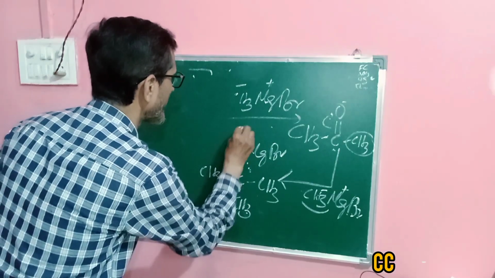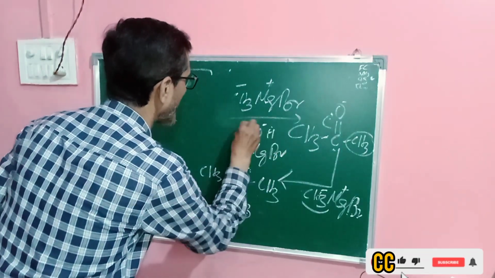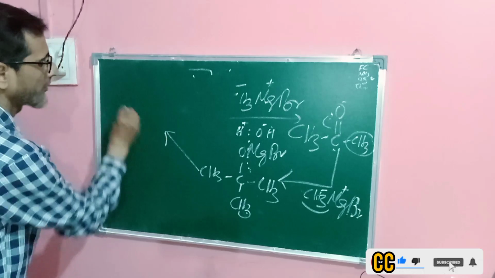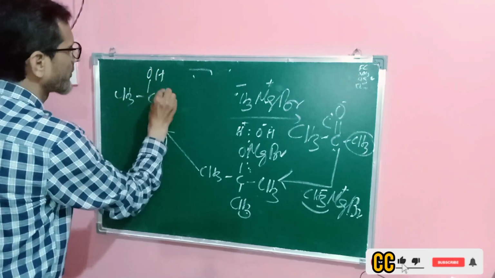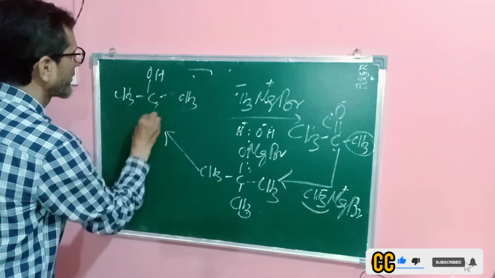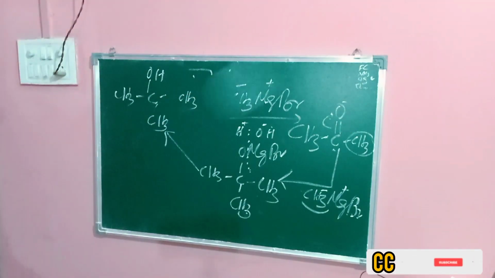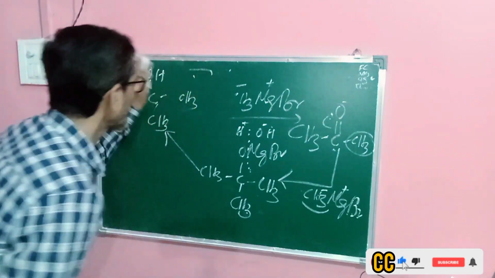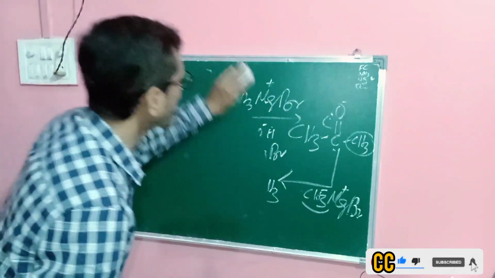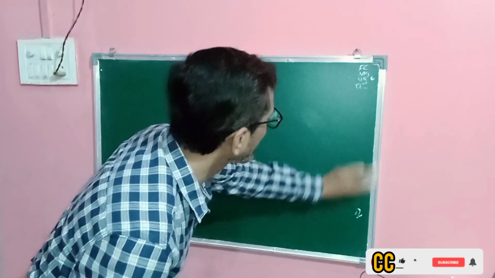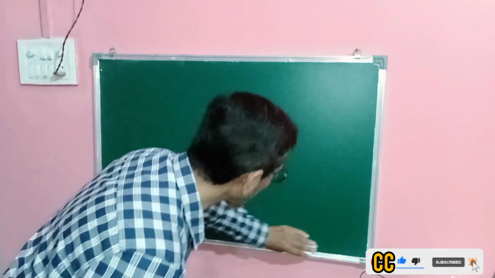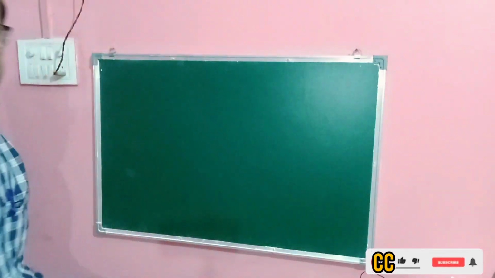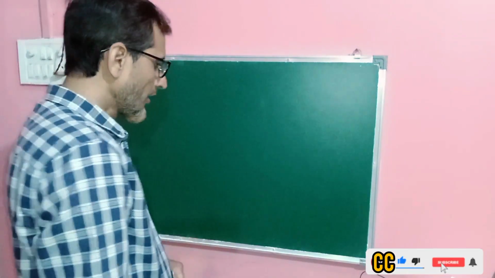Now the last part is very simple: acid hydrolysis. You get (CH3)3COH, that is a tertiary alcohol. So with the Grignard reagent, when acetic acid reacts you get an alkane, and when an ester reacts you get an alcohol.